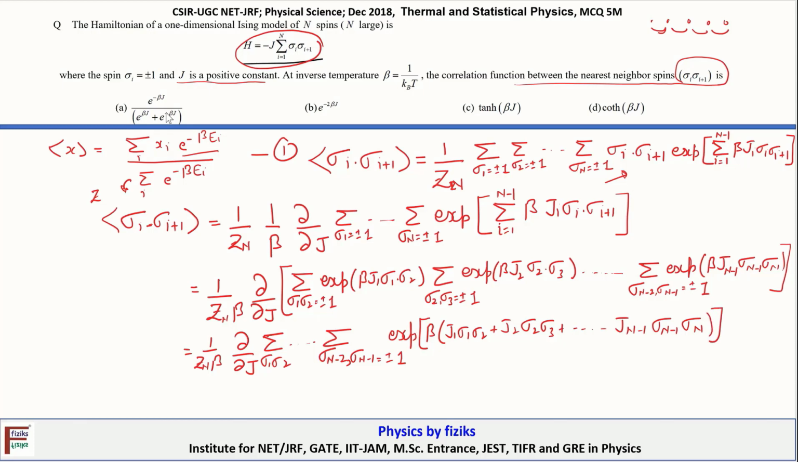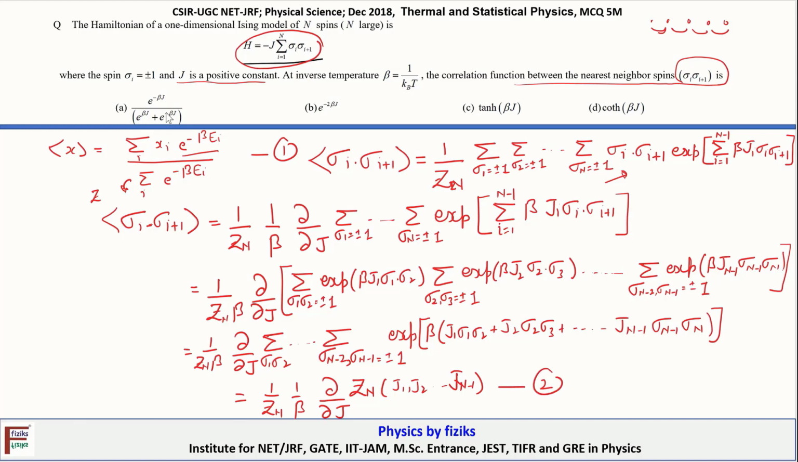Okay, and this is basically the partition function for the n spin system. So Zn basically, this is equal to 1 by Zn into 1 by beta curly partial derivative with respect to J of Zn, which is a function of J1, J2, and so on J n minus 1, and if all J are identical, then we can replace it with simply J. Okay, let's call this our equation 2.